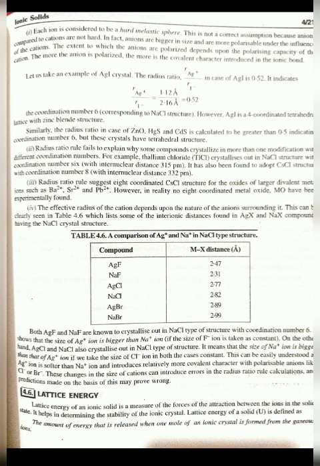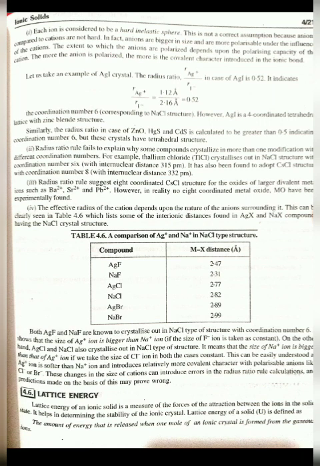On the other hand, AgCl and NaCl also crystallize out in NaCl type of structure. It means that the size of Na+ ion is bigger than that of Ag+ ion, if we take the size of Cl- ion in both the cases constant. This can be easily understood as Ag+ ion is softer than Na+ ion and introduces relatively more covalent character with polarizable anions like Cl- or Br-. These changes in the size of cations can introduce errors in the radius ratio rule calculations, and predictions made on the basis of this may prove wrong.